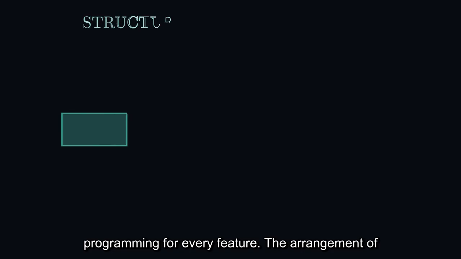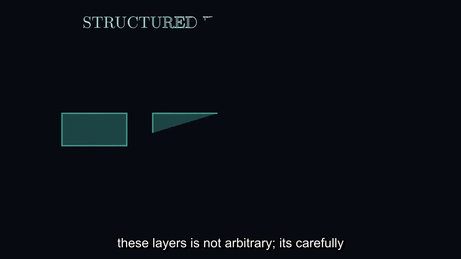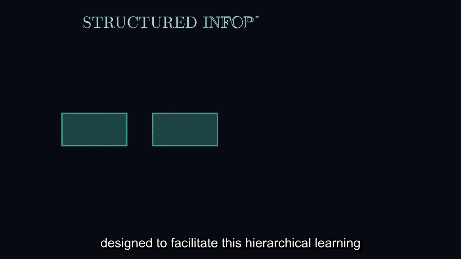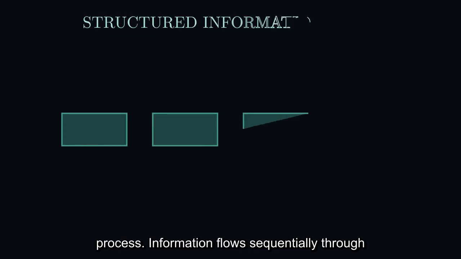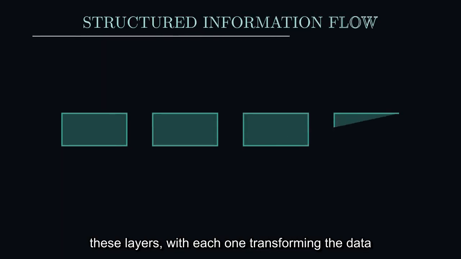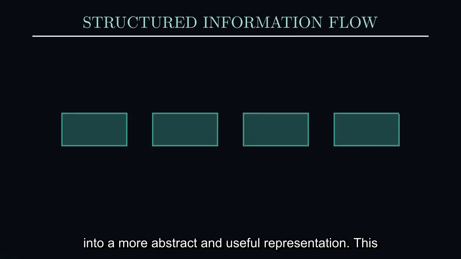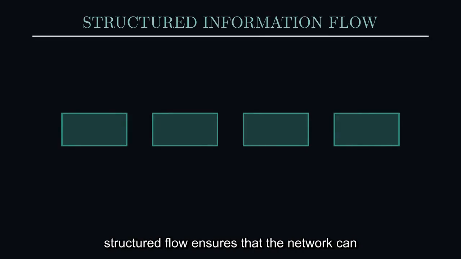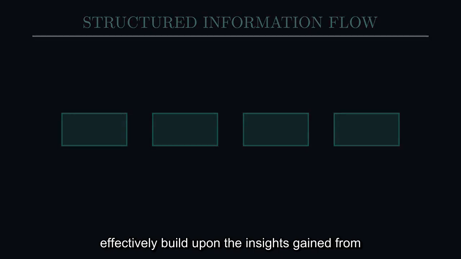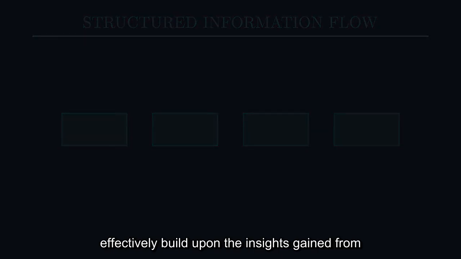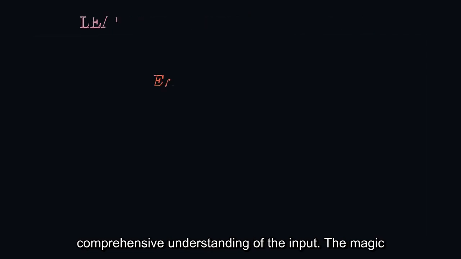The arrangement of these layers is not arbitrary. It's carefully designed to facilitate this hierarchical learning process. Information flows sequentially through these layers, with each one transforming the data into a more abstract and useful representation. This structured flow ensures that the network can effectively build upon the insights gained from previous layers, leading to a robust and comprehensive understanding of the input.